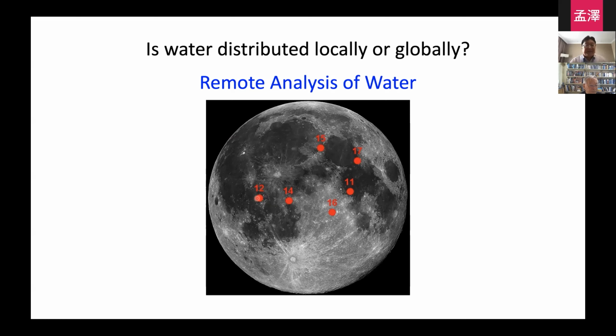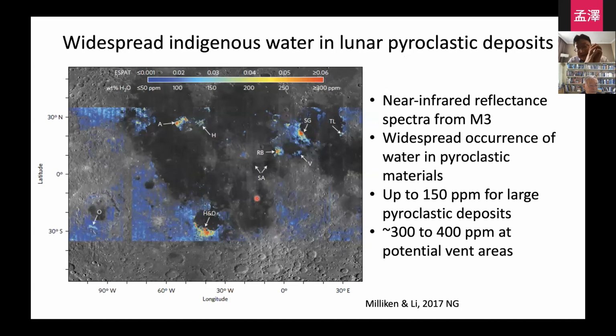To answer this question, one thing we could do is a remote analysis of water. Actually, this was carried out by Milliken and Li from Brown University. They used near-infrared reflectance spectra from M-cubed.